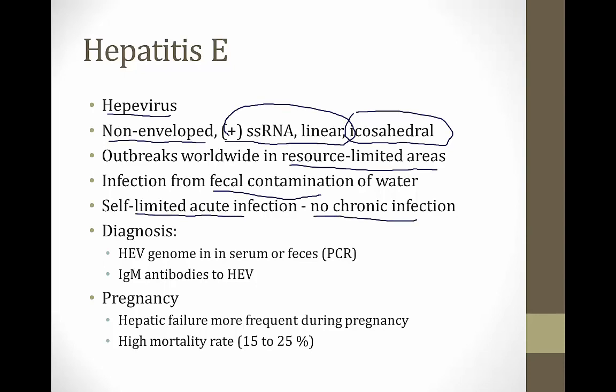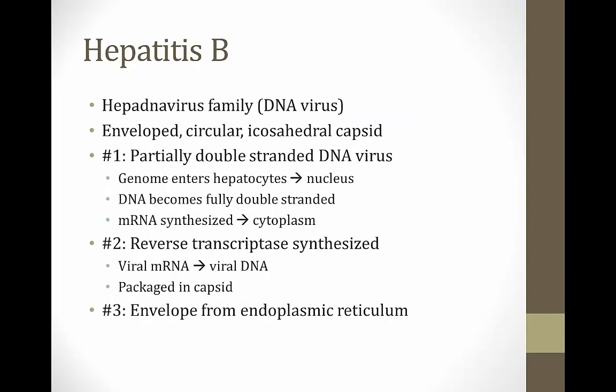You can diagnose hepatitis E by finding evidence of the Hep E virus genome in the serum or feces using PCR. You can also detect IgM antibodies to Hep E virus. And one unique feature of hepatitis E that makes it different from hepatitis A is the risk in pregnancy. For reasons that are not well understood, hepatic failure is more frequent during pregnancy, and there are reports of mortality rates as high as 15 to 25% among pregnant women when outbreaks of hepatitis E occurs. So the one thing you want to know about this virus for step one is that it's very dangerous during pregnancy. So moving on, now let's talk about hepatitis B.